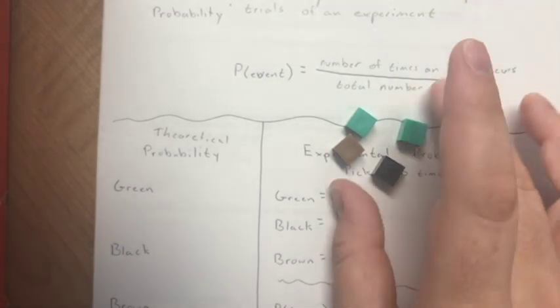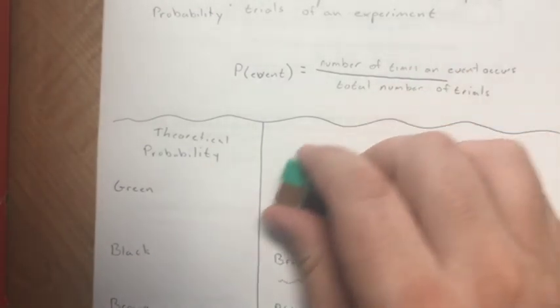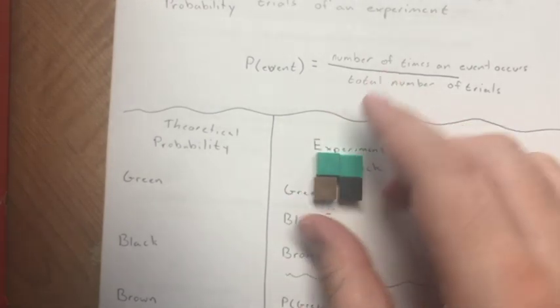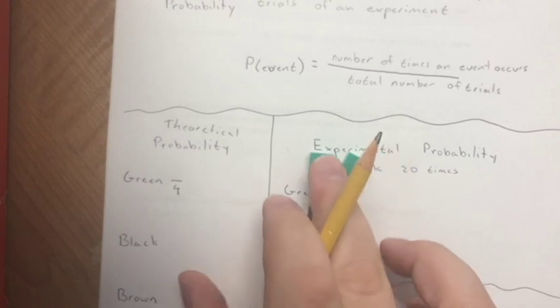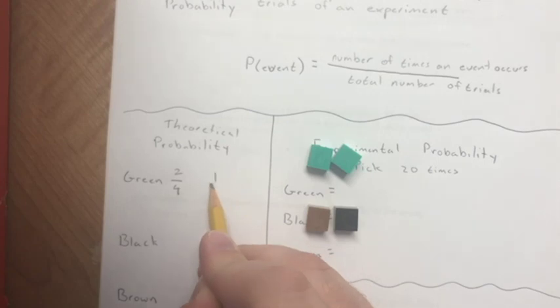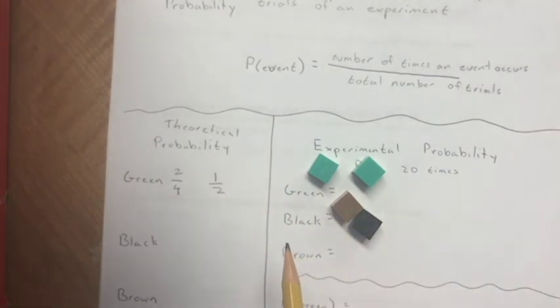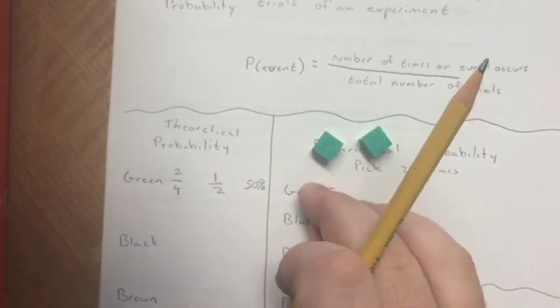Now, with that said, we're going to look at 2 things. First off, theoretical probability. Theoretical probability is the number of favorable outcomes out of the total possible outcomes. So I have a total of 4 cubes here, so there are 4 possible outcomes. But 2 are my favorable ones, so that would be 2 out of 4. Or we can simplify this and say that the probability of drawing a green at random from this small pile is 1 out of 2. Or we could say 50%.